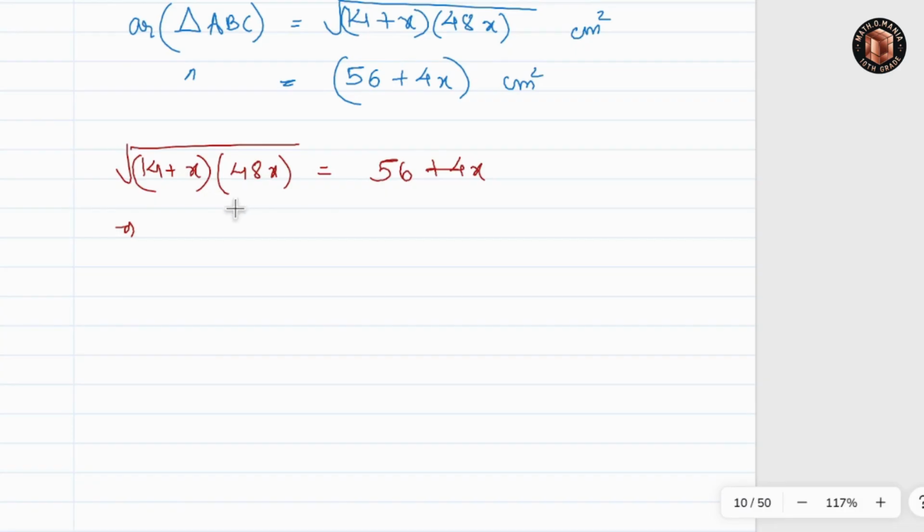Before that, let me factorize 48x. From here, 48, I can write it like 2 twos are 4, 4 twos are 8, then again 2, 1, 2, then it is 2, then it is 6, then 2, 3.